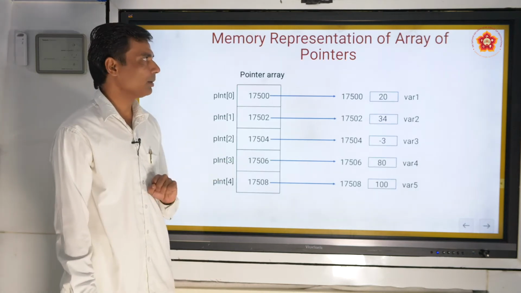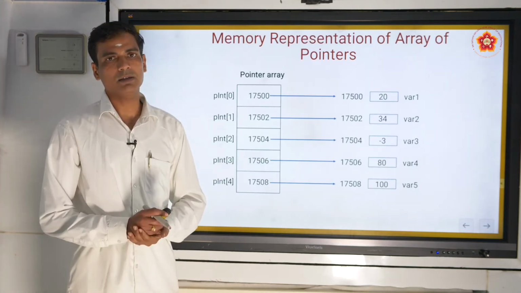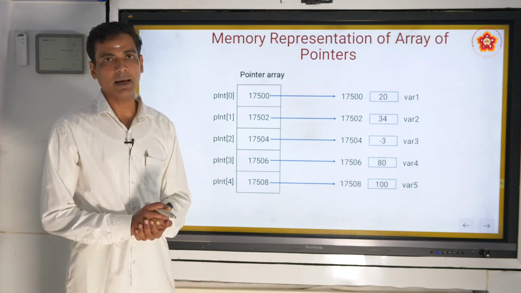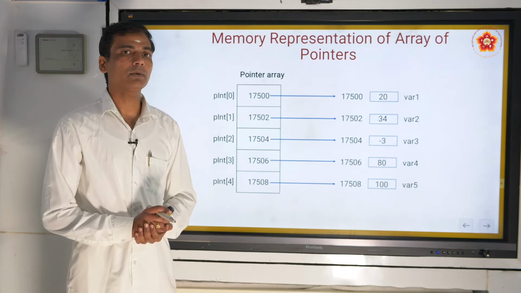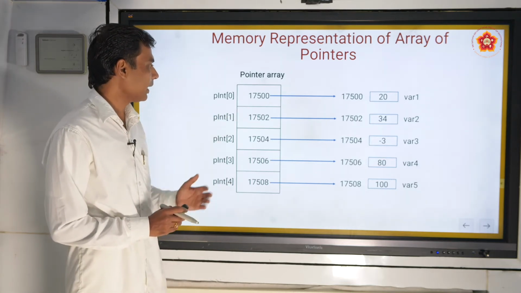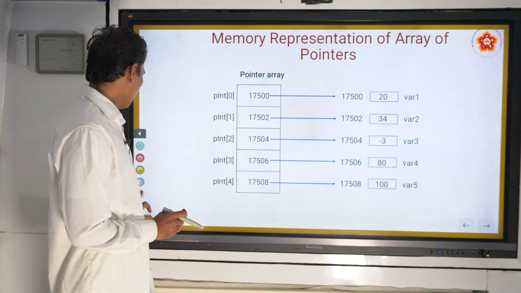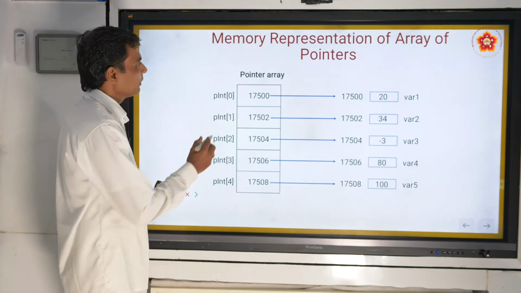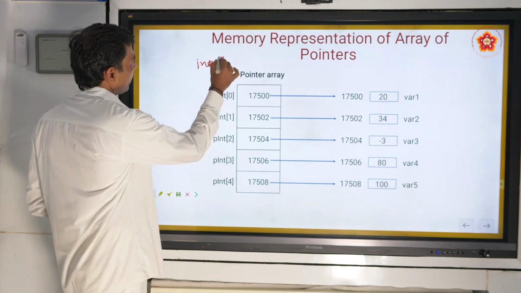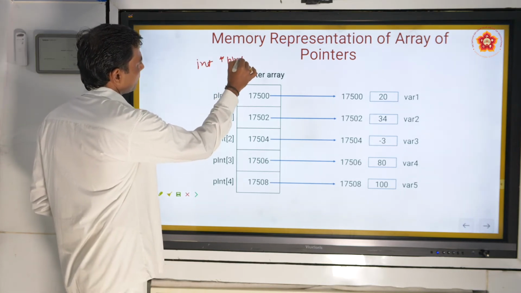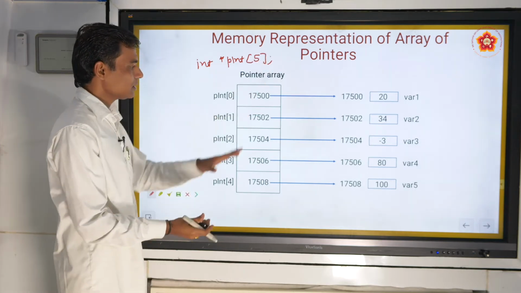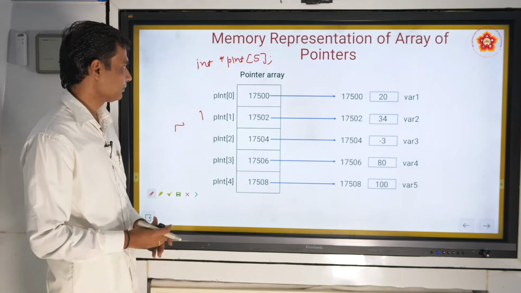Now this is the memory picture, which is very interesting to understand, because while working with pointers we must understand how they access the memory locations. This is actually our pointer array. That means the pointer array which we have created with the statement int *p_int[5]. With this statement we have created this array. So this is the memory picture.